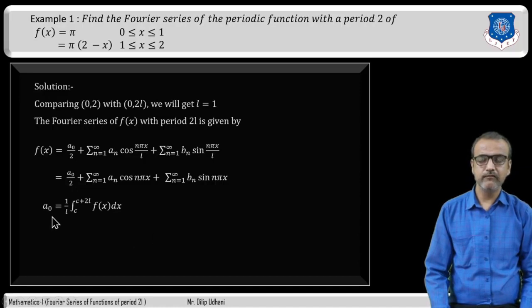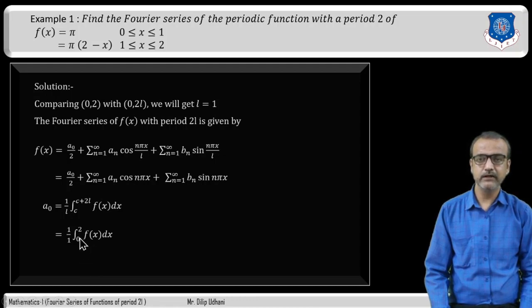Now we will find out the value of a0, and a0 equals 1 upon l integration from c to c plus 2l. Now as you can see the interval is 0 to 2, so definitely the value of c will be 0. So in this integration we will replace c by 0 and l by 1. So we have 1 over 1 integration from 0 to 2 f of x dx. Now the function is defined in two intervals, one from 0 to 1 and the other from 1 to 2. The function is not defined in the interval directly from 0 to 2.